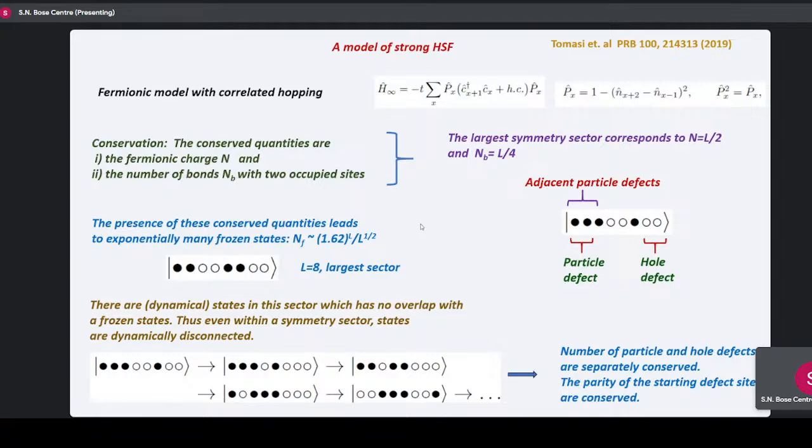You see that with this constraint, this projection, a state like this, nothing can ever move, because take this particle, for example, its n_{x+2} is 0 and its n_{x-1} is 1. So this term just goes to 0, and the Hamiltonian just vanishes. But there are other sectors. There are many such sectors, and there is an exponentially large number of such frozen states.